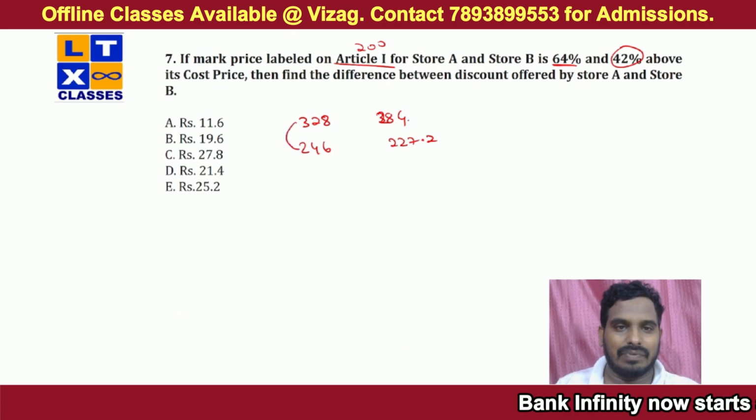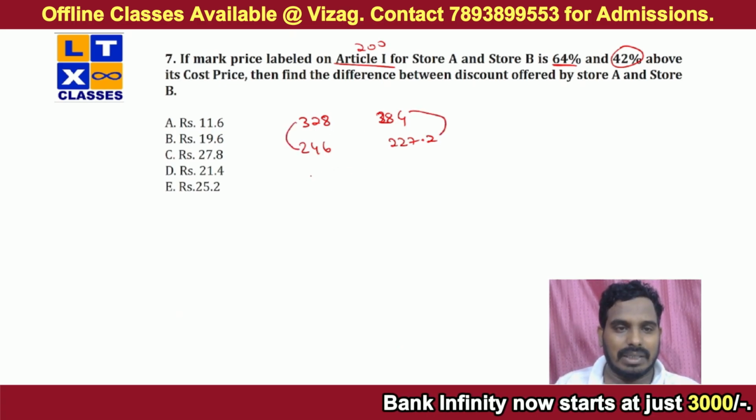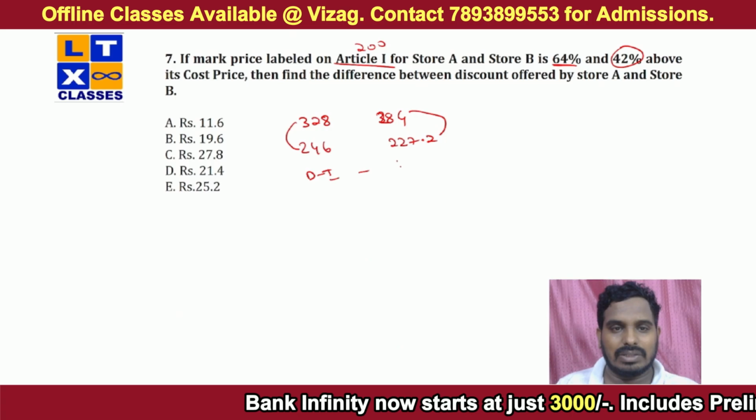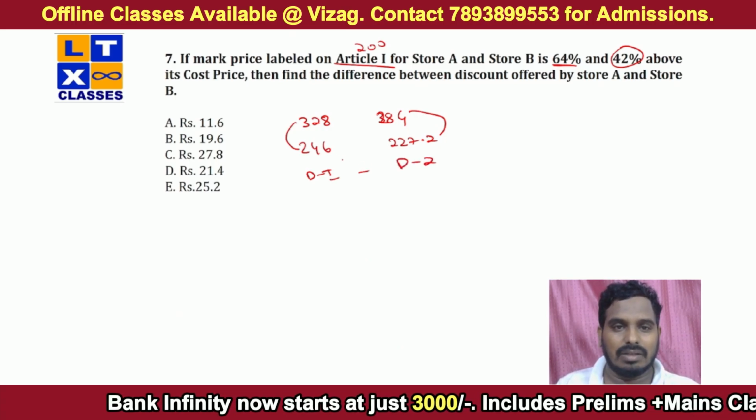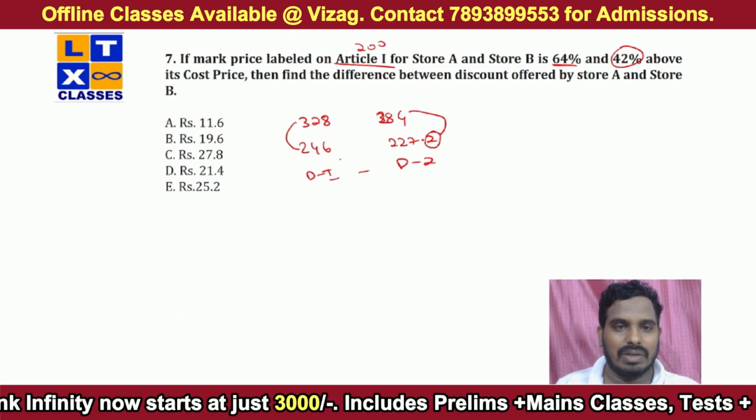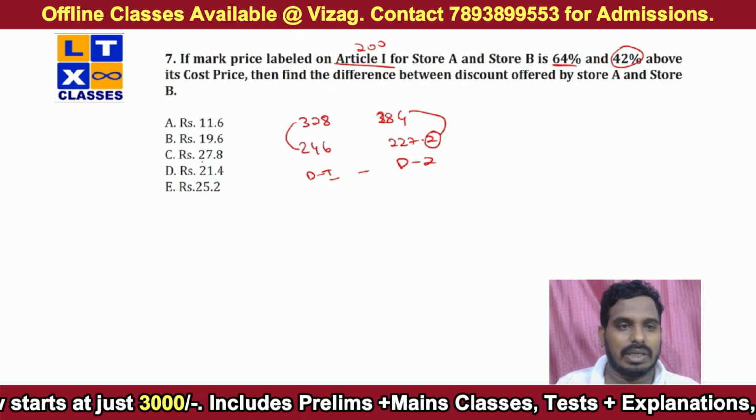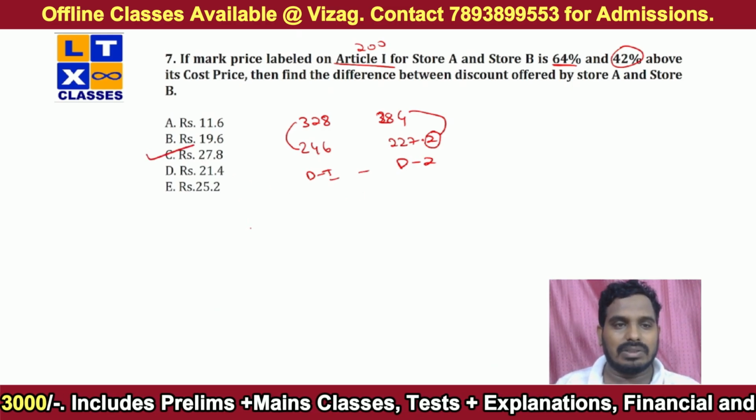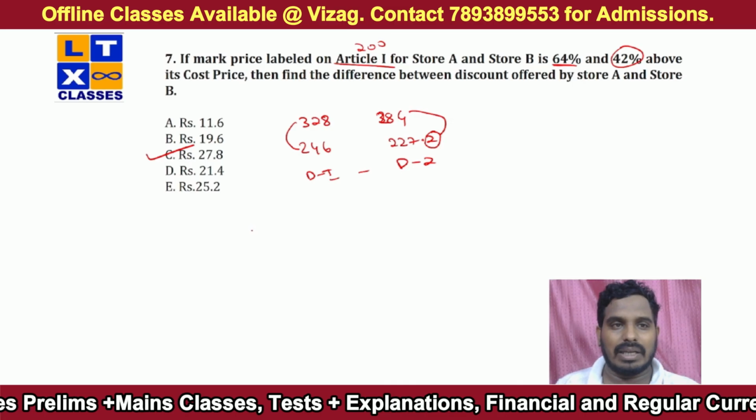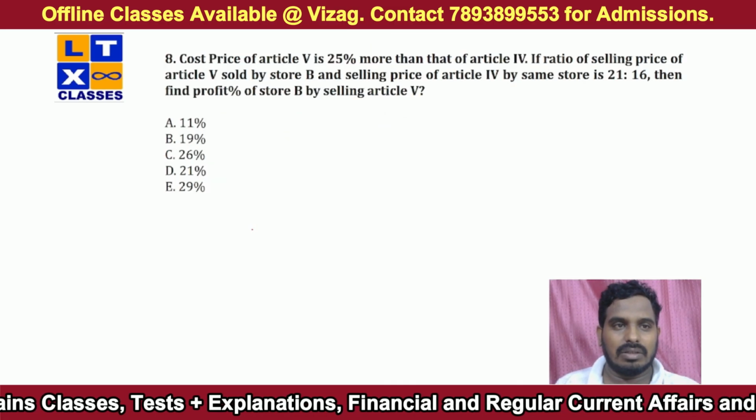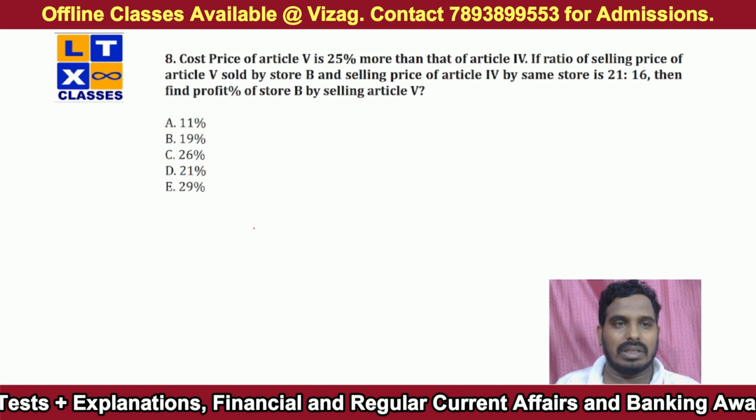Now calculate the difference, which is my discount, and the difference between discount 1 and discount 2 is my answer. So .2 is there. Definitely my answer should end with .8, right? So only one option is there. So 27.8 is my answer. Okay. Now moving on to the next one.